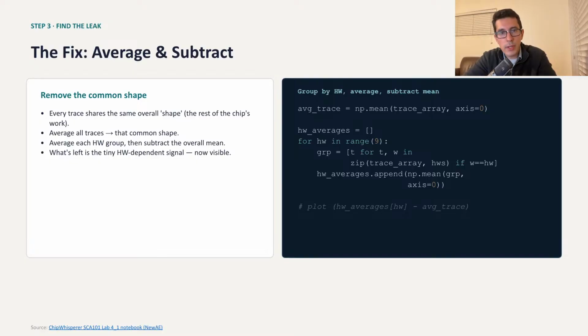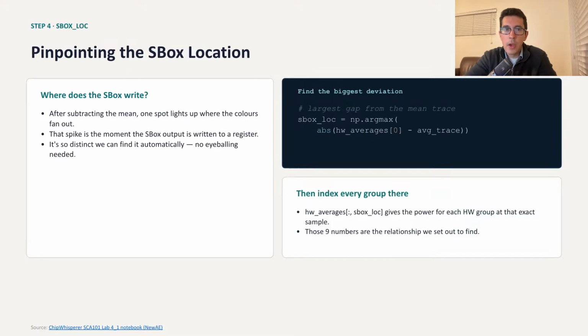Then we group the traces by Hamming weight value from 0 to 8, average within each group, and subtract the global mean trace. What's left in each group is a tiny waveform that represents the Hamming weight dependent part of the power. When you plot those mean minus mean traces, the SBox leakage suddenly becomes visible. Once we've done that mean subtraction trick, there's usually one very clear spot in time where the colored curves fan out.